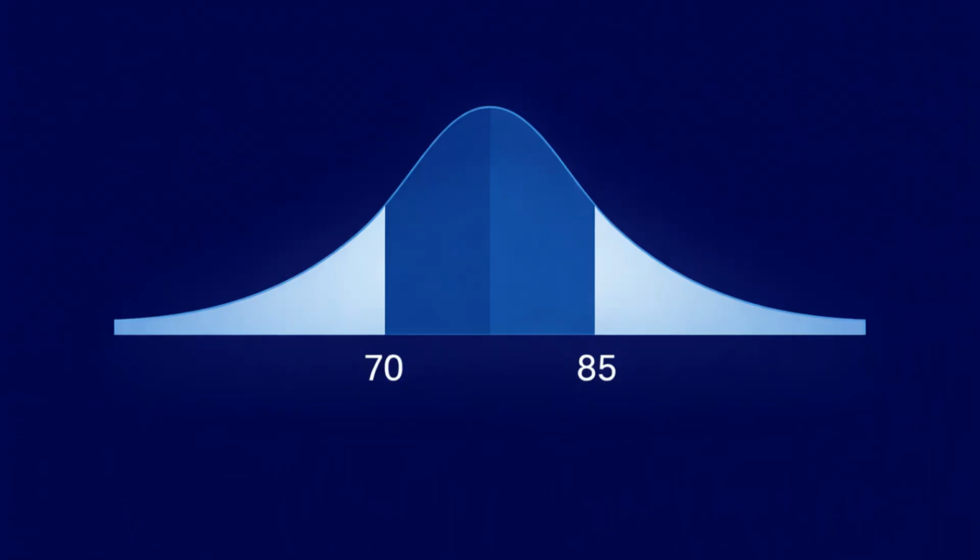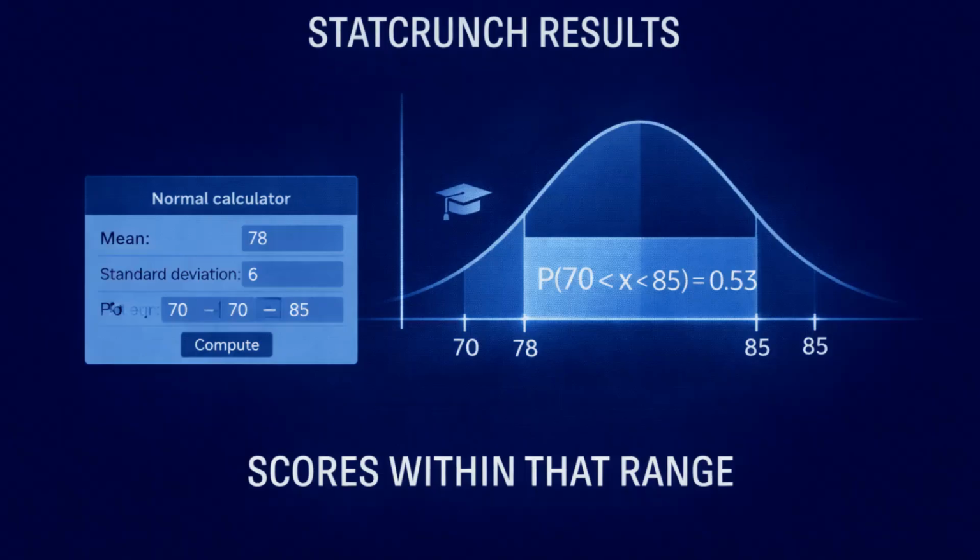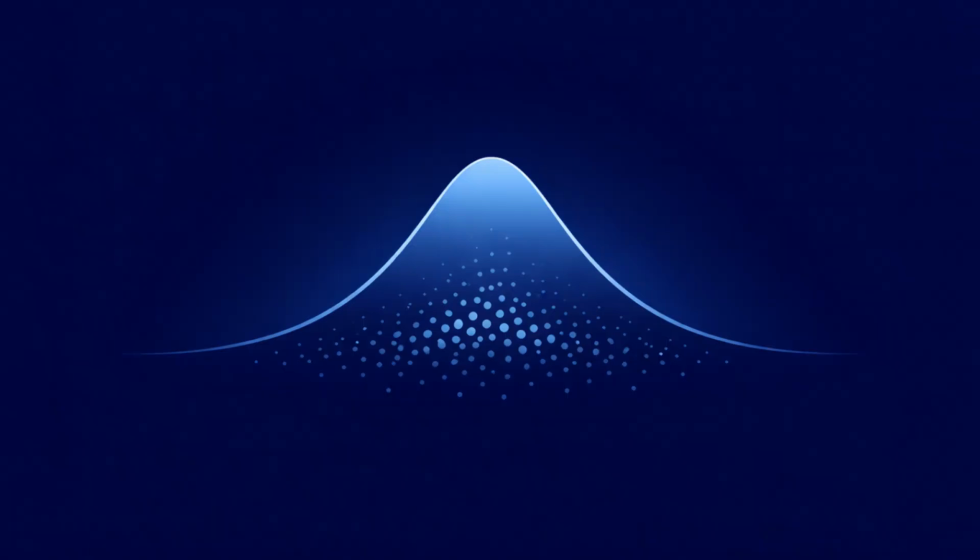We can also use the normal distribution to find probabilities between two values. Using the same exam score distribution, suppose we want to know the probability that a student scores between 70 and 85. In StatCrunch, we choose between, enter 70 and 85, and use the same mean and standard deviation. The result is about 53%. That tells us that just over half of students score in that range, which makes sense because the range includes the average score. Finally, let's look at the Central Limit Theorem.